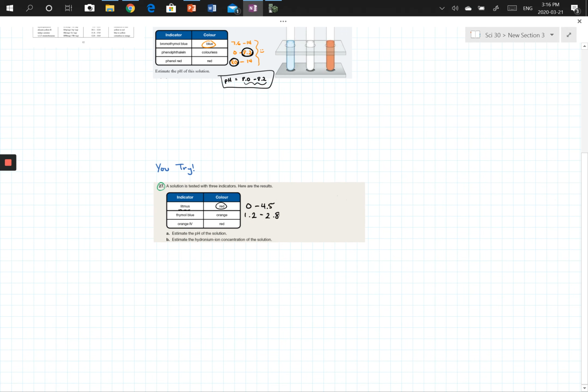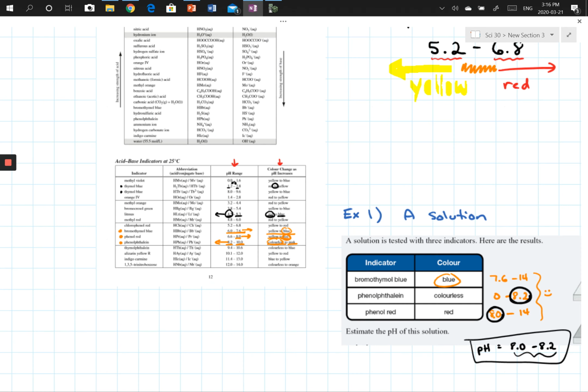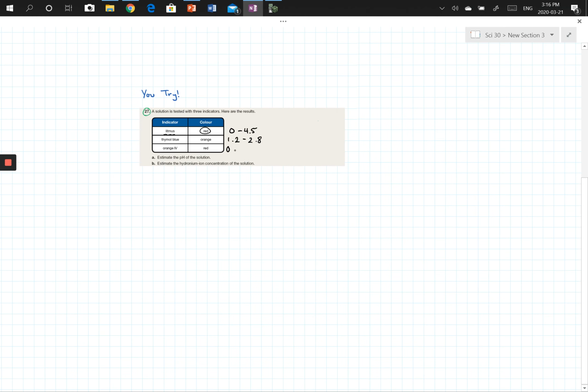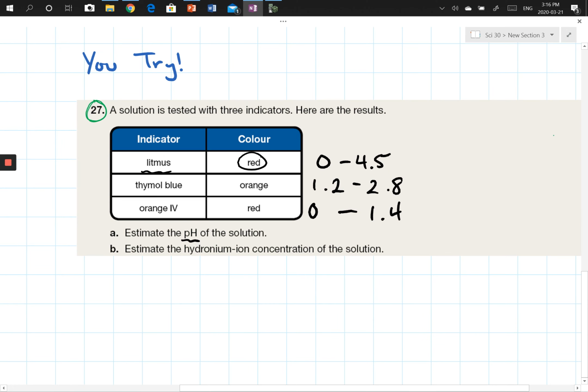And orange 4 is red. So I have to go up here and find orange 4. Orange 4 is right here, and it's red, which means it's on the low end of this. So it's going to be 0 to 1.4. Let's put that in here and see what we get: 0 to 1.4.